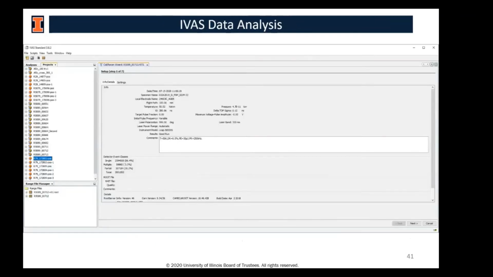Data modeling and analysis is done on a second computer in our system that is called IVAS. The analysis is started by creating a project file from the HITS data file. This is the first step in the IVAS wizard, which shows the parameters at the start of a measurement and any comments that were made during the run.